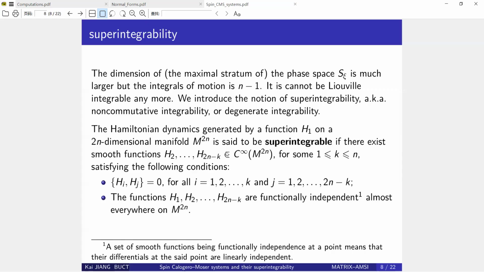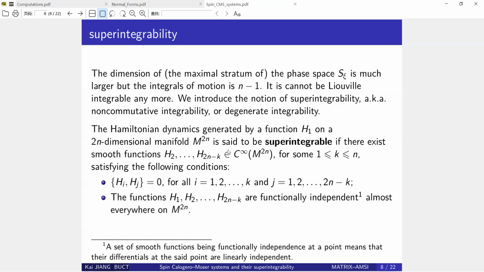We still have the first integrals or the integrals of motion, but they do not commute pairwise anymore. So let's see the definition. What is superintegrability? We have several viewpoints to see it.